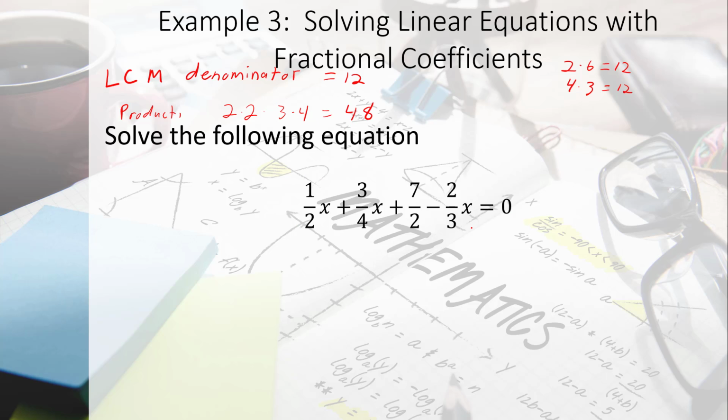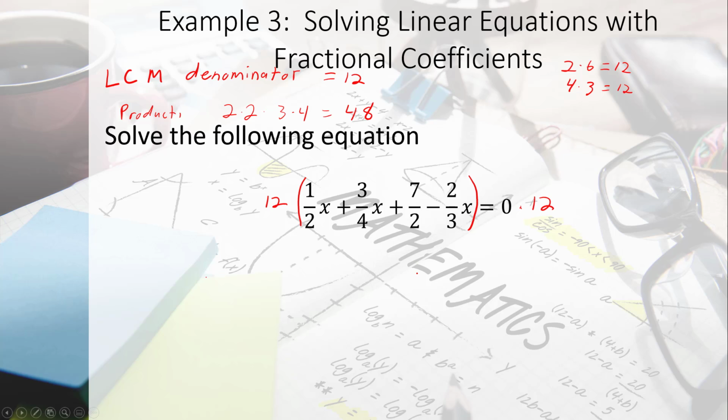You can multiply this by 48 and still get rid of the fractions. There'll just be a few more steps that you would need to do to solve the problem. But let's go ahead and multiply this entire thing by the least common multiple, which is 12. So I'm going to multiply this side by 12, and I'm going to multiply this side by 12.